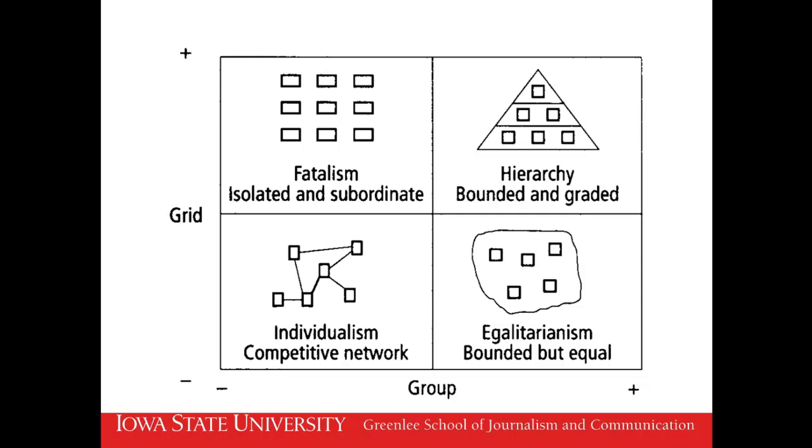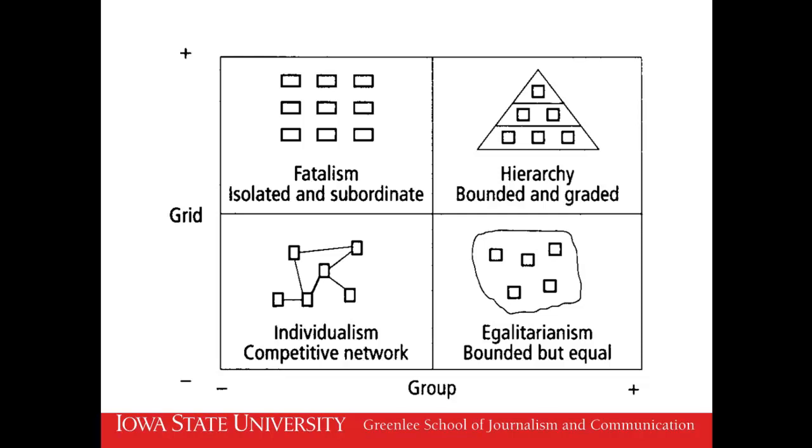As you get higher on grid, you start to say, you know what, we need a hierarchy. We need structure. So there needs to be people in charge. They need to be able to tell people under them what to do. And we need this authoritative truth in order for society to move on. And so you put those together, you get these four quadrants.